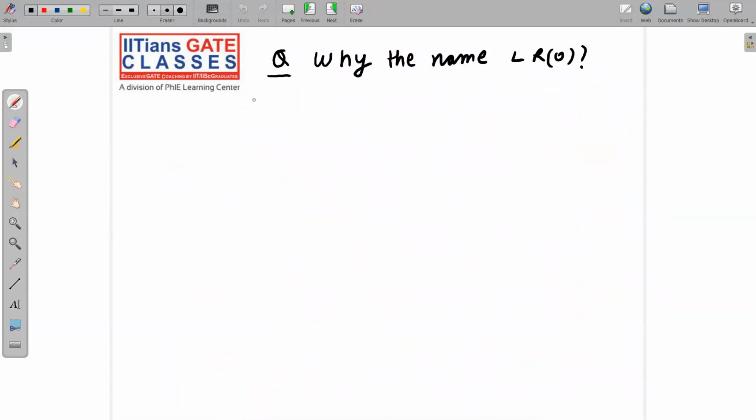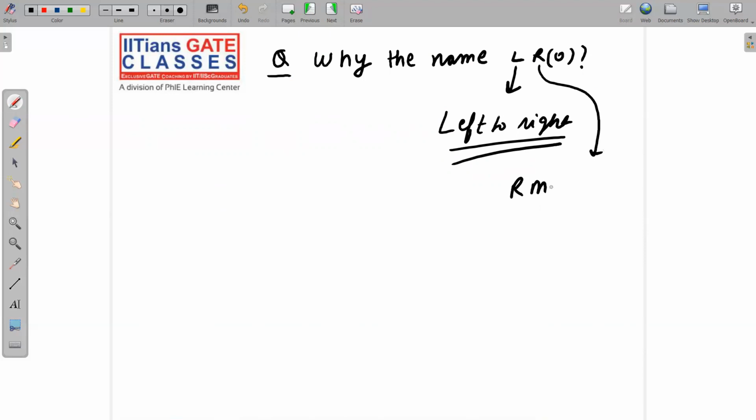So now the question arises, why the name LR0? Why we are calling it as LR0 parser? See. So the first L means string is scanned from left to right. This R means RMD is applied in reverse.